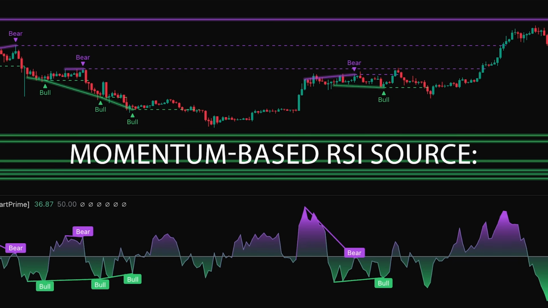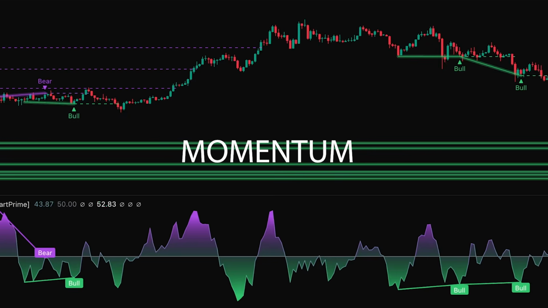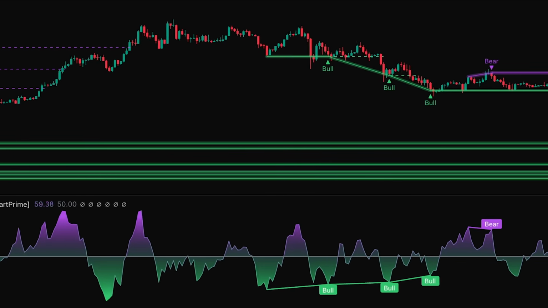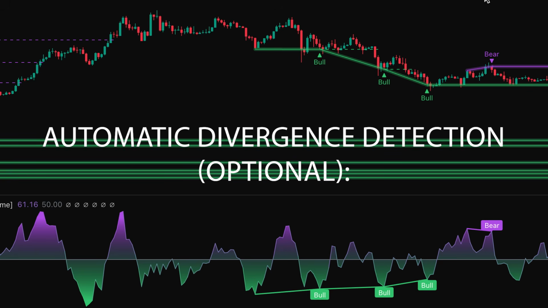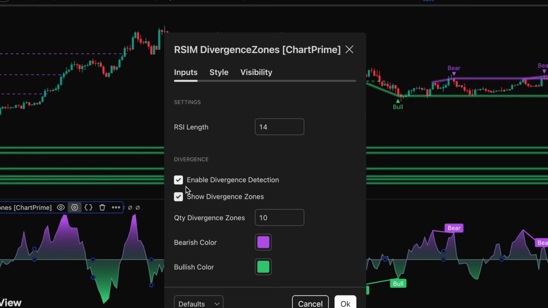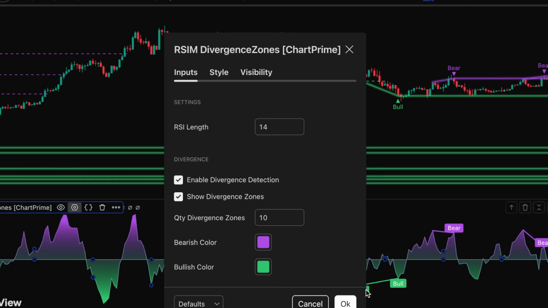Key features. Momentum-based RSI source. Instead of regular price data, it uses momentum, like the rate of price change, as its input, making it more sensitive to shifts in speed. Automatic divergence detection. Optional. The indicator scans for divergences on its own. No manual drawing needed. You can turn it on or off. When enabled, it spots regular and hidden bullish and bearish divergences automatically.